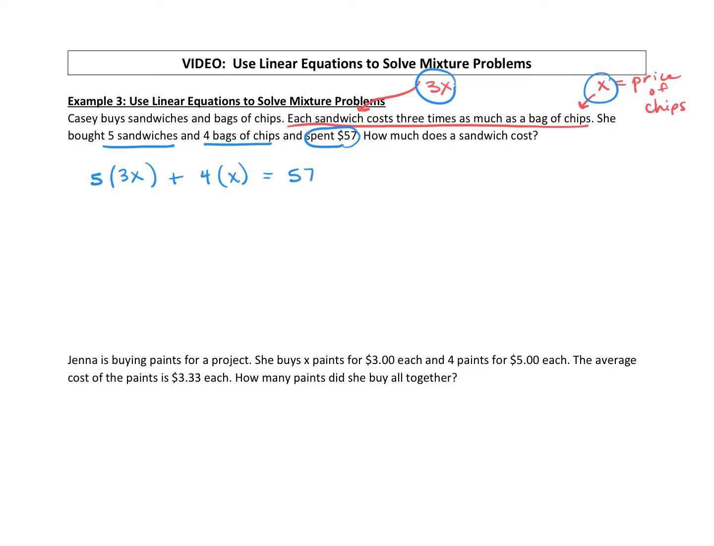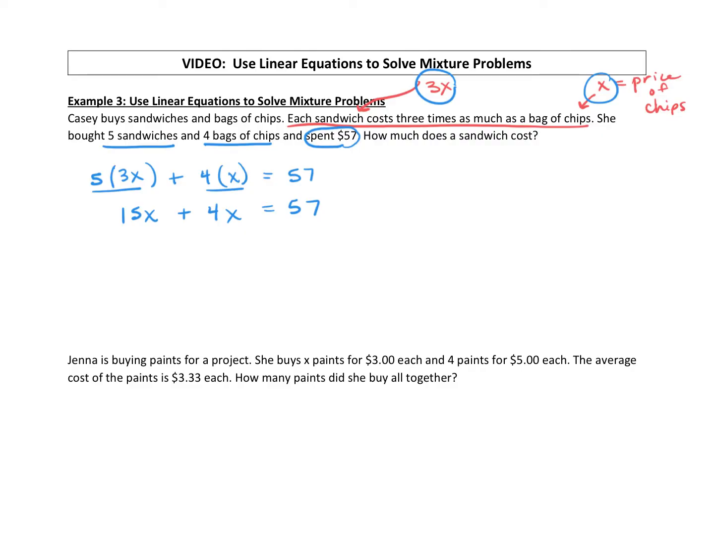So let's simplify our equation. 5 times 3x is 15x. 4 times x is 4x. And now we have an equation where we can solve for x. Now, when we solve for x, we just want to keep in mind, we actually will be figuring out the price of the chips, but then we'll have to go back to answer the question, what does a sandwich cost? But we have to solve for x in order to even do that.